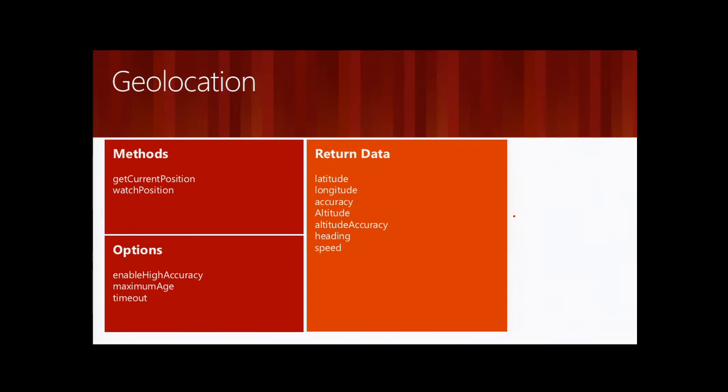Get current position is exactly what you think, point in time. What is the position at point in time? You get a return object with lots of useful data. The ones you'll see people use most often are latitude and longitude. But don't assume that that's the only data you're going to get.